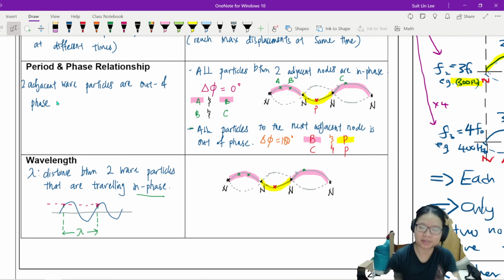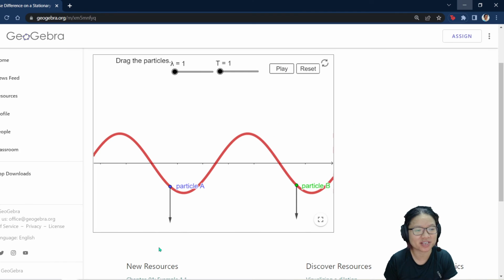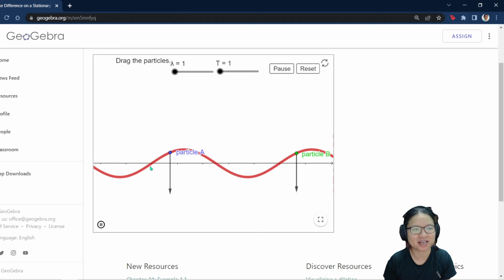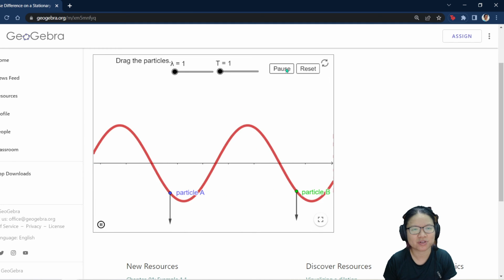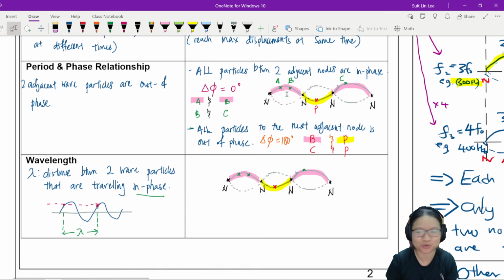What about this standing wave? Well, the good news is that the wave looping is so fixed. So if you want to find lambda, you can just take this node. Let me pause. This node to this node looks like half lambda. Let me draw that down for you.